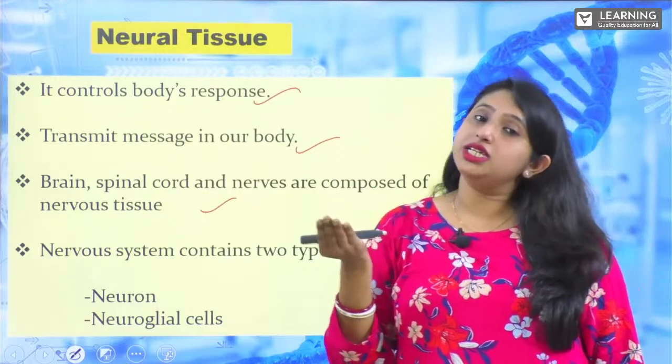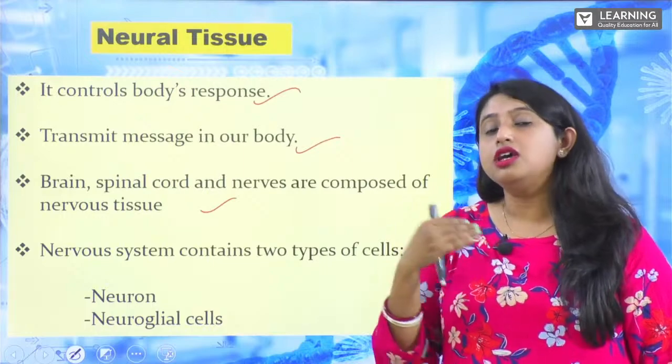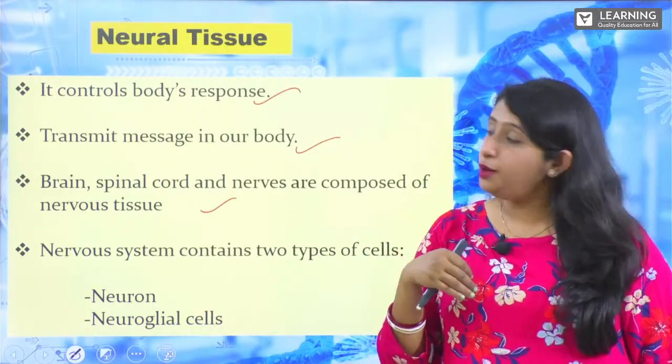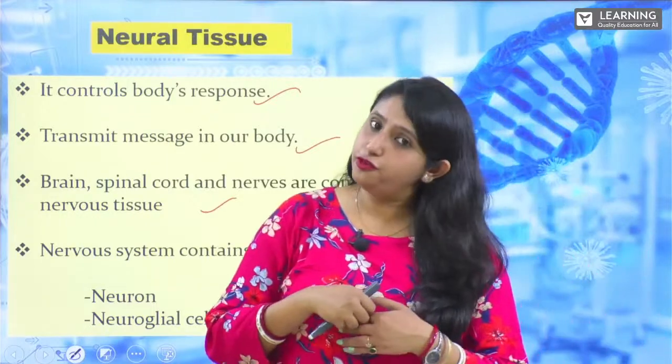So nerves, again, can be differentiated into two types. One is myelinated nerves and another is non-myelinated nerves. Okay, we will learn in the nervous system chapter when we will be learning about the human physiology.